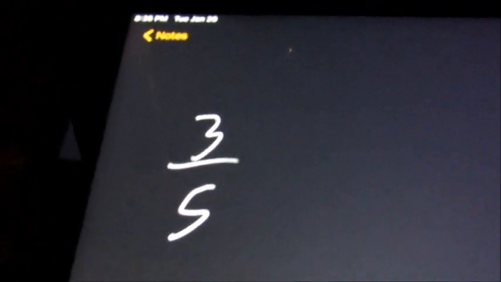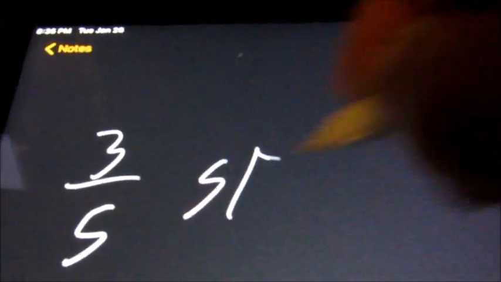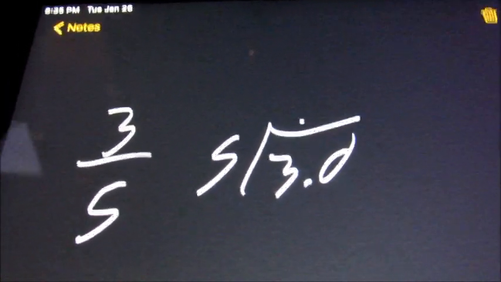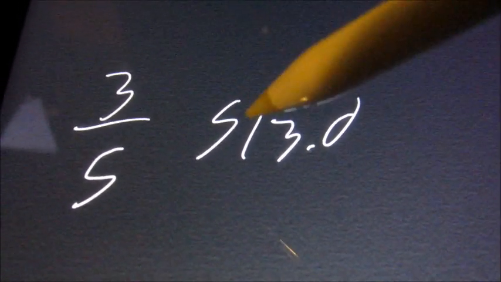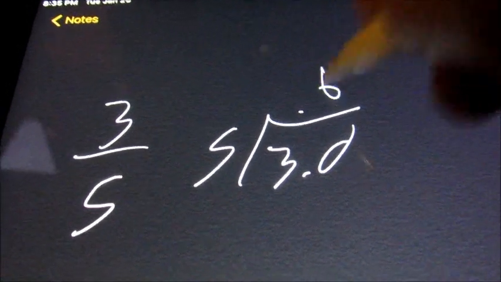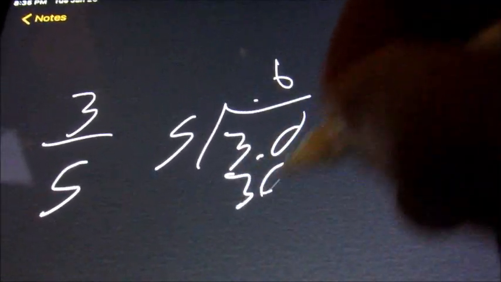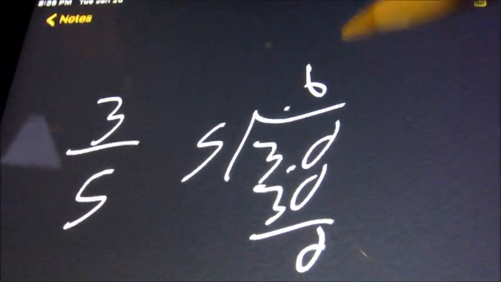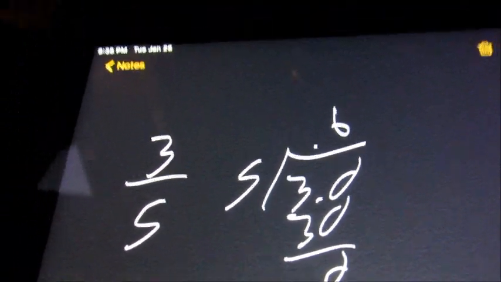Next I'll do one like 3 over 5 where the numerator is smaller. So we have 5 into 3.0. 5 won't go into 3, but it will go into 30 6 times. 6 times 5 is 30. 0 remaining. So the answer here is 0.6.